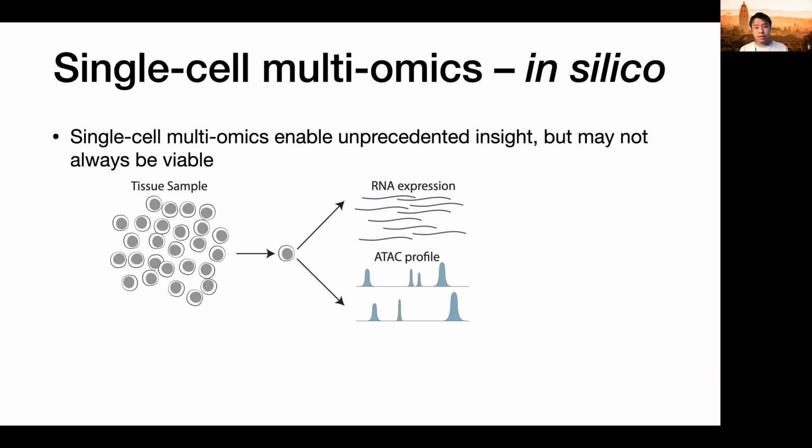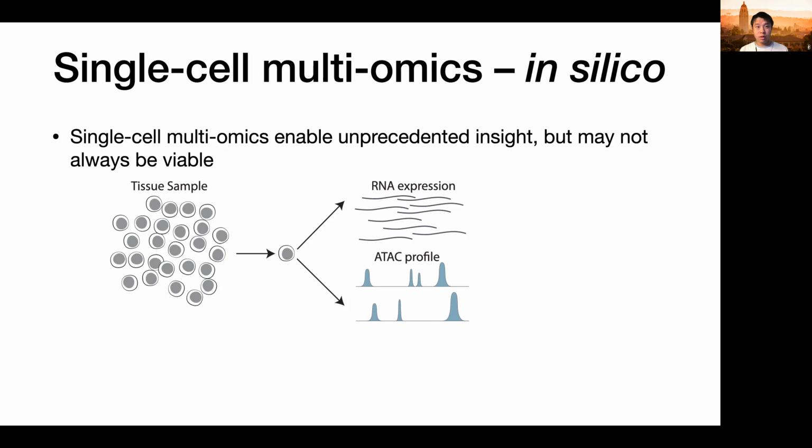Single-cell multi-omics is an incredibly powerful tool, as it allows us to understand precisely how multiple layers of biological information interact. However, these methods often come at greater cost, can be more challenging to analyze due to noise, and may not always be viable depending on how samples have been stored.